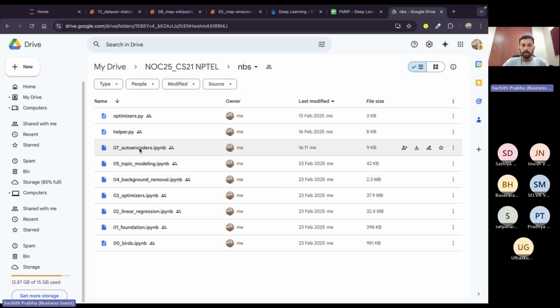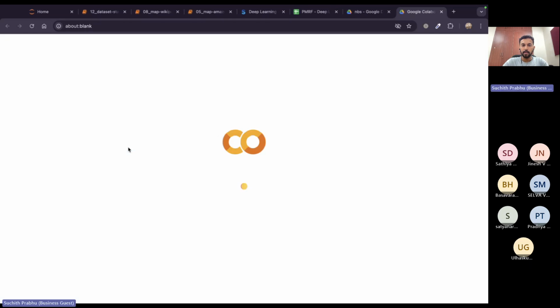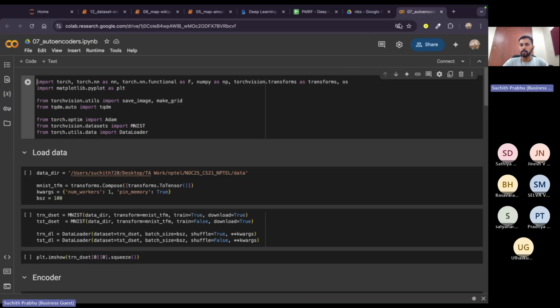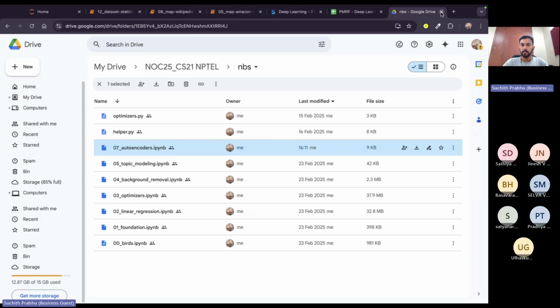The autoencoder part I had uploaded, so you could have directly opened it in Colab and run the code along with me. Yeah, so this is how you can access all the notebooks.